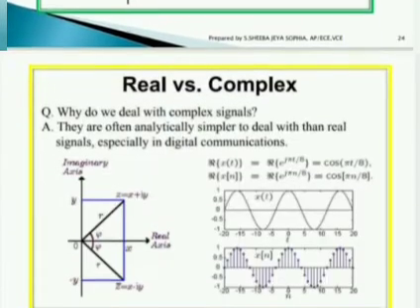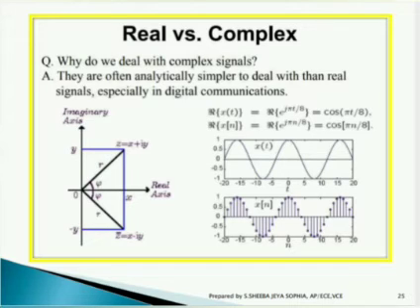So moving to real versus complex signals. Why are we moving to complex signals? Because they are often analytically simpler to deal with than real signals, especially when we are dealing with digital communication. So this is all a brief intro about signals.